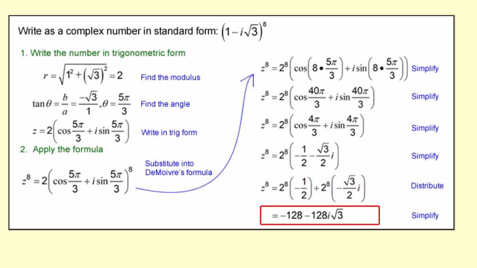4 pi over 3. You go ahead and find the trig ratios, and it's negative 1/2, and then negative square root of 3 over 2 i. And then you distribute the 2 to the 8th and simplify, and you get negative 128 minus 128 i square root 3. So that is how you take a complex number and raise it to a power using De Moivre's theorem.